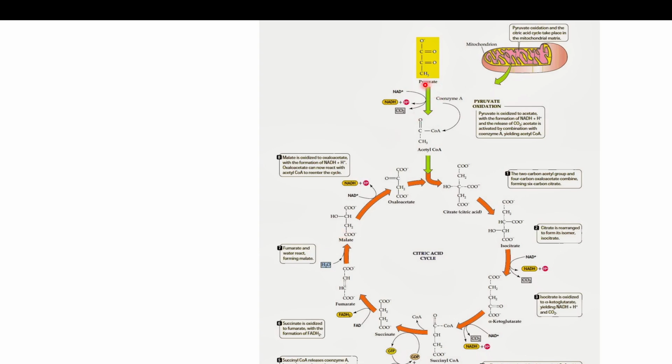Now, the pyruvate that we got at the end of glycolysis actually enters the Krebs cycle, or the citric acid cycle, or TCA, tricarboxylic acid cycle. So what happens here? Pyruvate oxidation and the citric acid cycle take place in the mitochondrial matrix. The pyruvate, upon reacting with coenzyme A, gets oxidized. Pyruvate is oxidized to acetate with the formation of NADH.